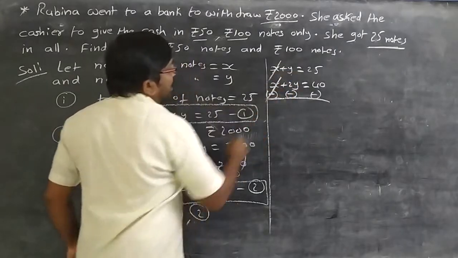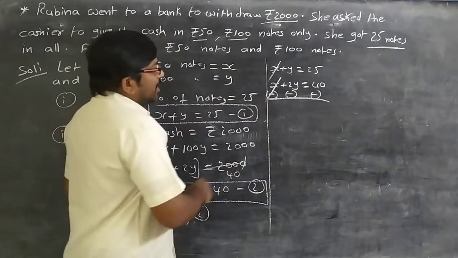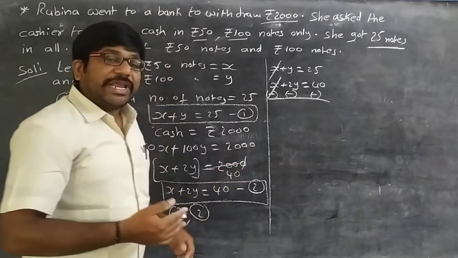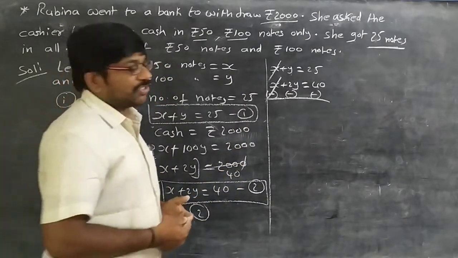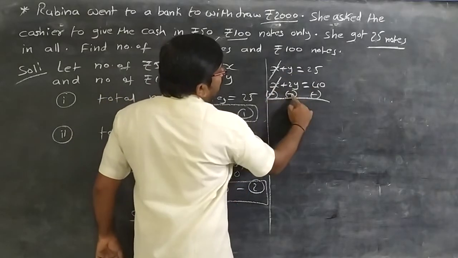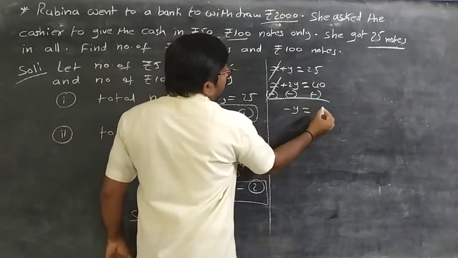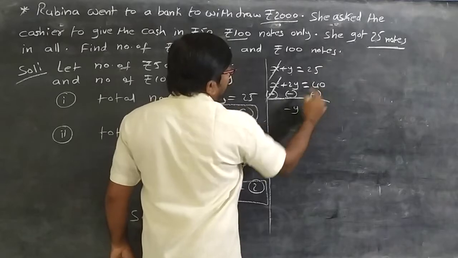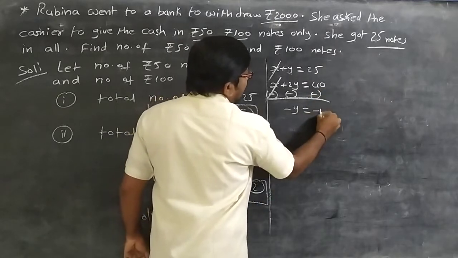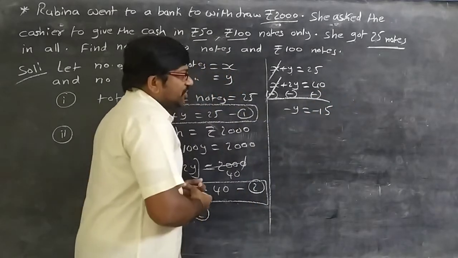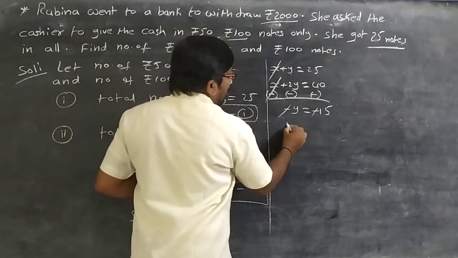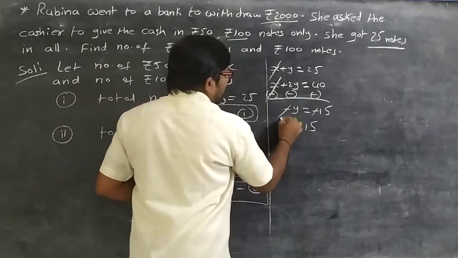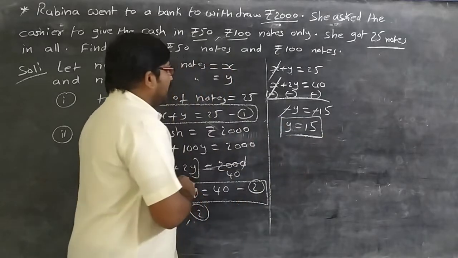So plus x minus x get cancelled. Here different symbols means we can add, right? We add. If same symbols means we subtract. So plus y minus 2y is minus y, is equal to 25 minus 40. That is minus 15, right? Both sides minus cancel. Then y is equal to 15. So y is equal to 15.